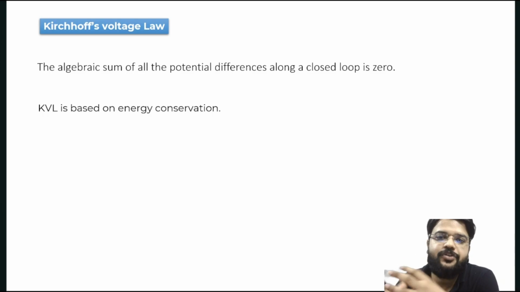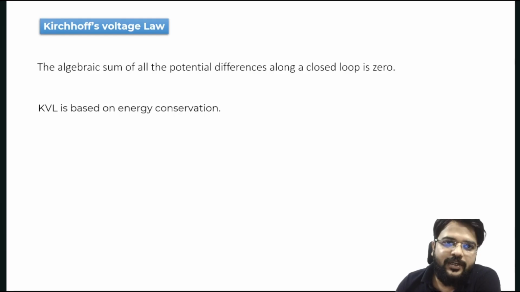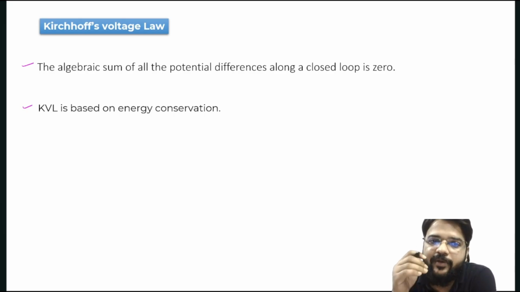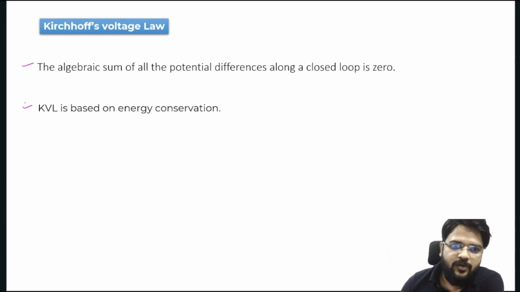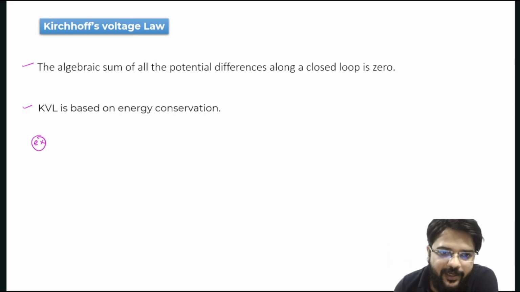Let's see the next topic, Kirchhoff voltage law. So what is the statement of Kirchhoff voltage law? The algebraic sum of all the potential differences along a closed loop is 0. And Kirchhoff voltage law is based on energy conservation. Keep this in your mind. Now let's see how we will apply this Kirchhoff voltage law in a closed loop. Let's see one example, then you will get clarity how we use this law in a closed loop and how we get 0.